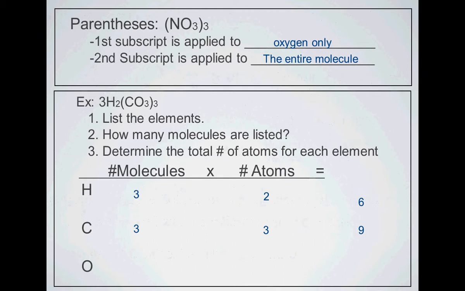All right, and how about the oxygen? First, number of molecules? 3. Subscript inside? 3. Outside? 3. Okay, what are we going to get? 9 total. So the total number of oxygen atoms? 27. Yes, it's 27. Is that clear how we arrive at these numbers? Yes. Does the subscript only apply to the one right before it, or to everything in parentheses? Everything in parentheses. If there's a subscript directly after the parentheses, it applies to everything that was in the parentheses.